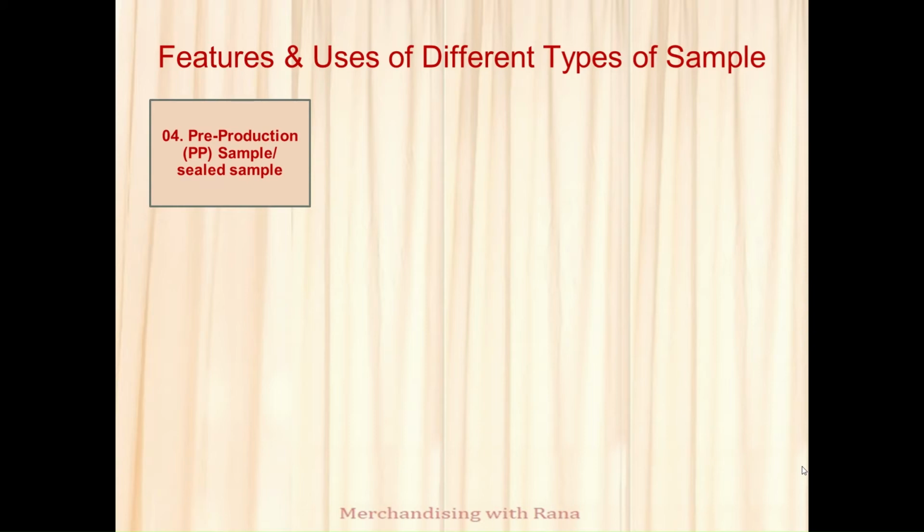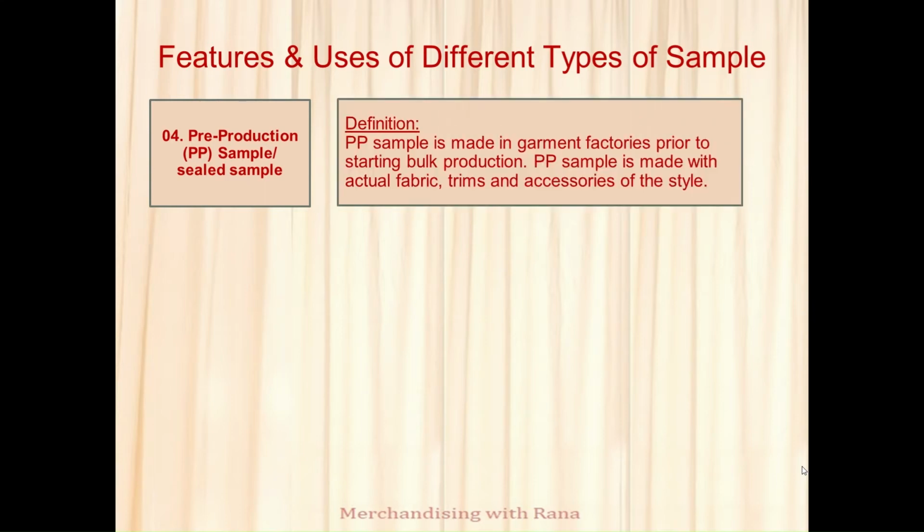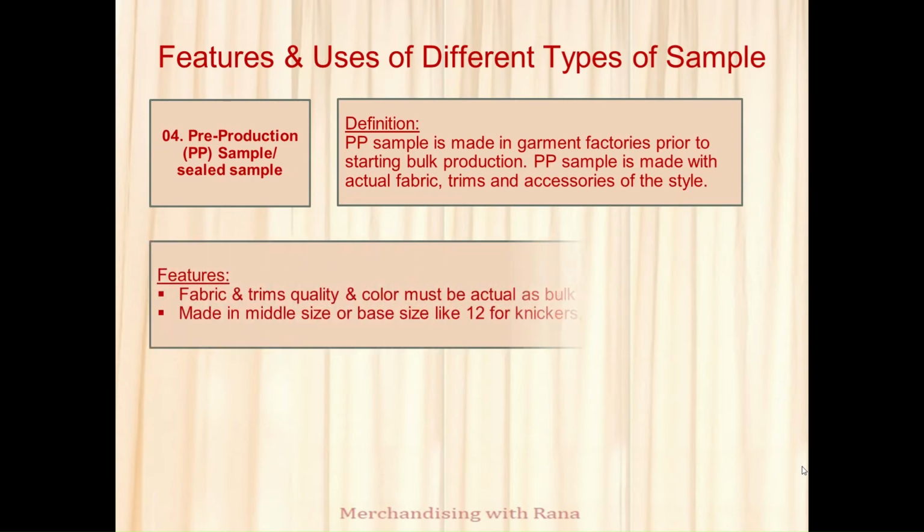Pre-production or PP sample, seal sample, counter seal sample, grade seal sample, all are the same. A PP sample is made in the garments factory prior to starting bulk production. PP sample is made with the actual fabric, trims and accessories of the style.